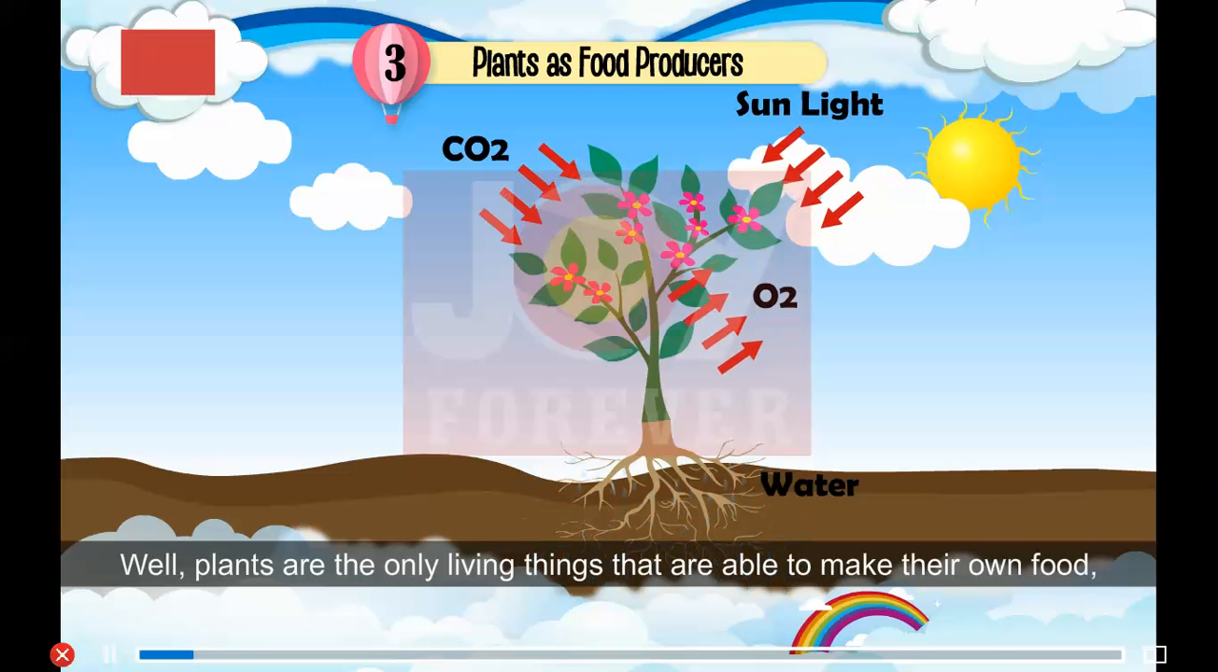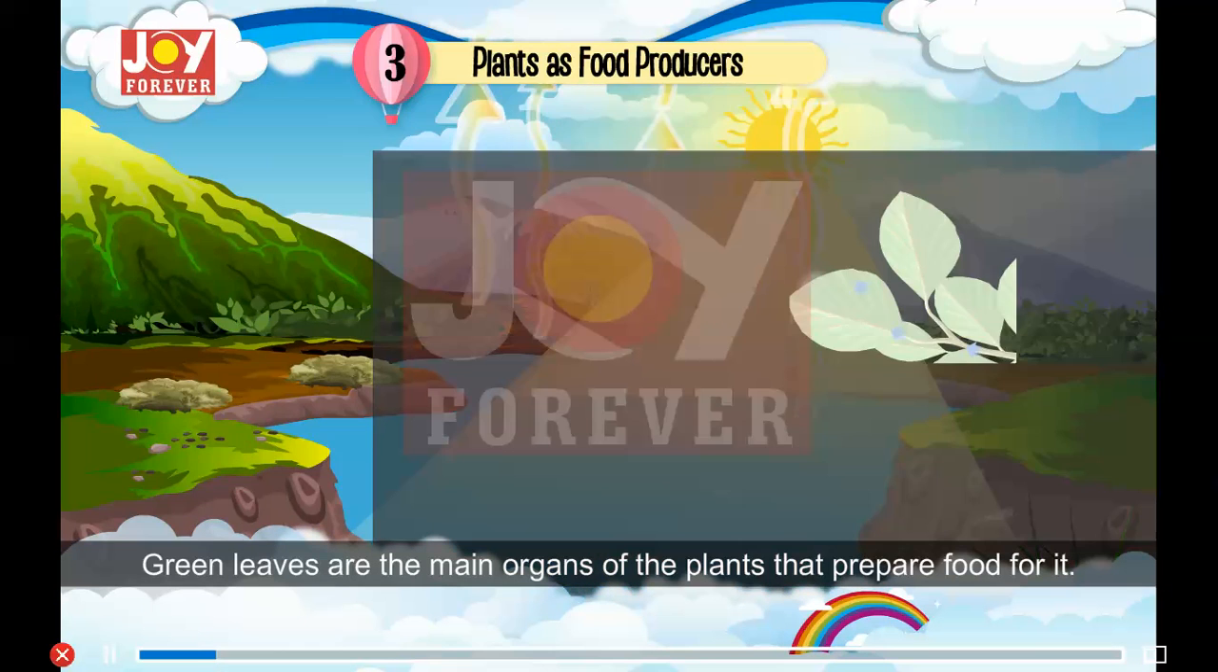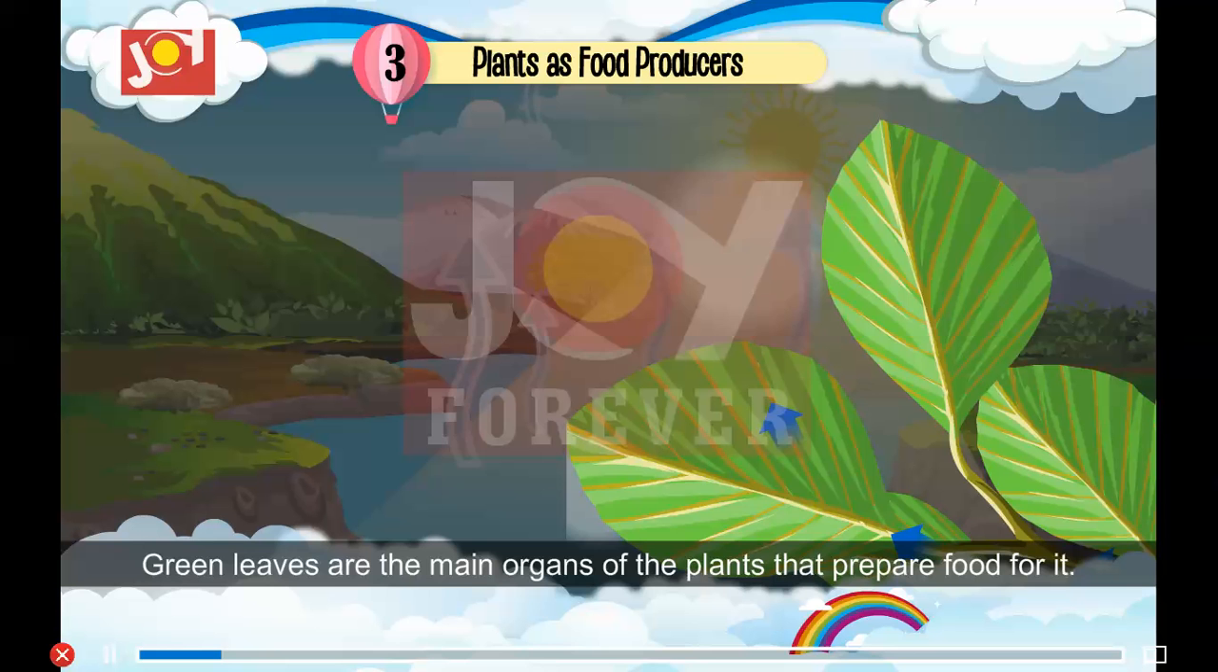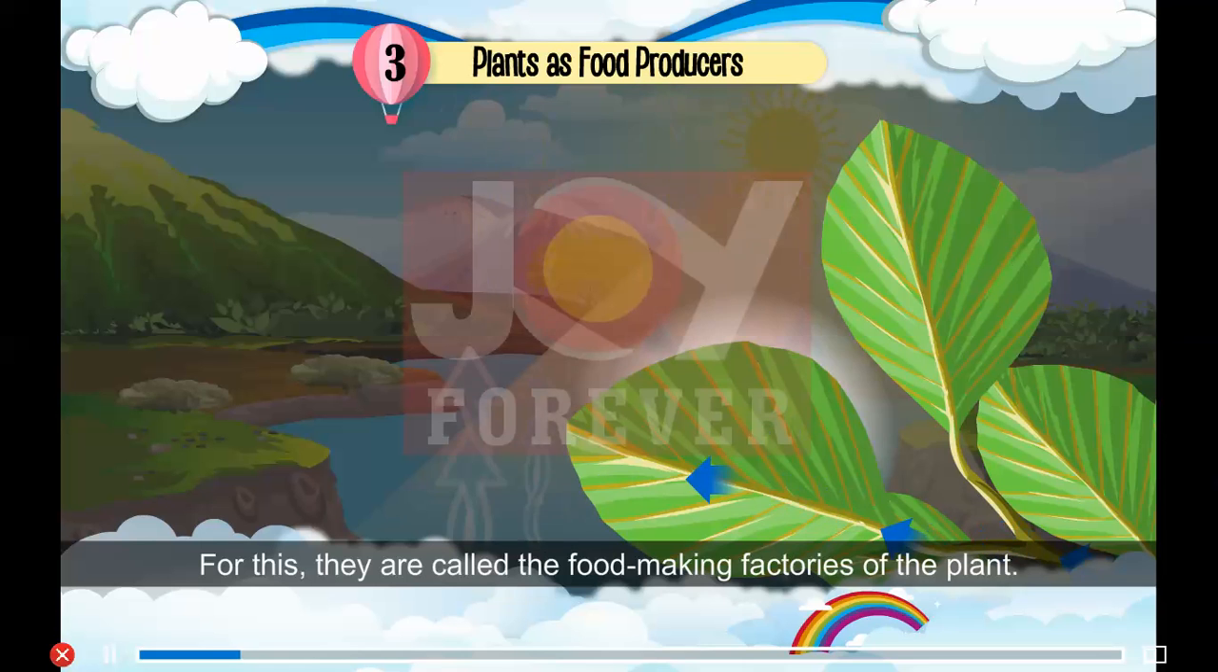Well, plants are the only living things that are able to make their own food. That is why they are called the producers. Green leaves are the main organs of the plants that prepare food for it. For this, they are called the food-making factories of the plant.